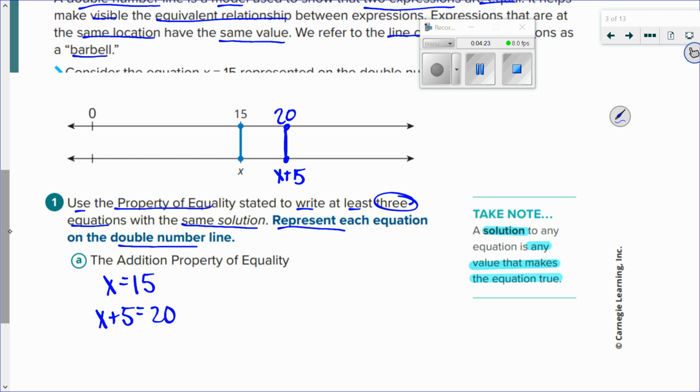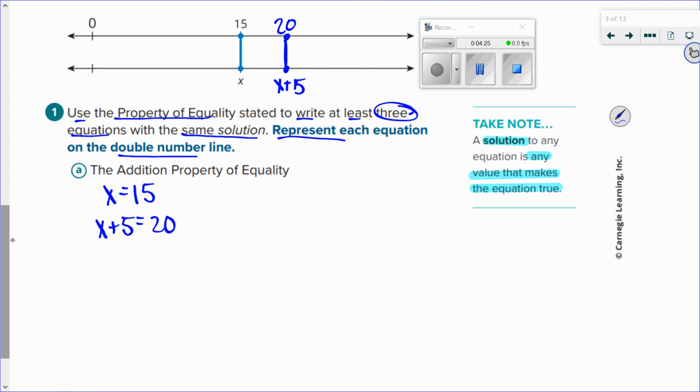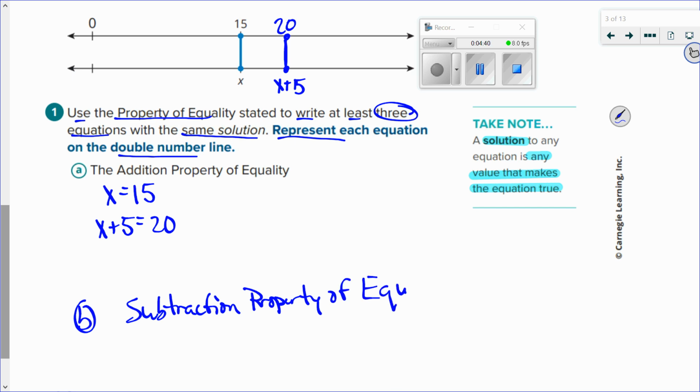Okay? We can go the other way, and I don't know why part B didn't show up here, but for using subtraction property of equality, you can do the exact same thing. Instead of starting at our base of x equals 15, I can take the same number away from both and it'll still be equal. In other words, what if I take 5 away from it? X minus 5, who can tell me what's going to go on top of that?